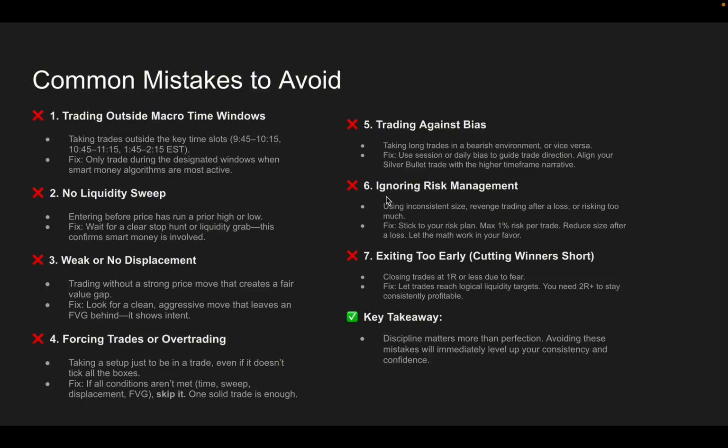Number six, ignoring risk management. If you're using inconsistent size, so one trade you're risking 1%, then you're doubling at 2%, you take a loss, you're trading at 0.5%, you're just throwing different percentages out there. You do not want to be doing that. Revenge trading after a loss or risking too much, just literally what I've just said. The fix to that would be to stick to your risk plan. Maximum risk would be 1% per trade.